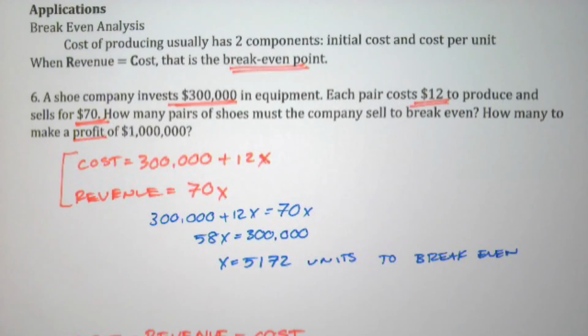So as we come back, the first part of that problem, we just want to find the break-even point. So when our cost, that 300,000 plus 12x, is equal to that revenue, 70x. So we just get to set those equal, and then we're just solving for x. And we end up with x being a little over 5,000 units made and sold in order to break even.